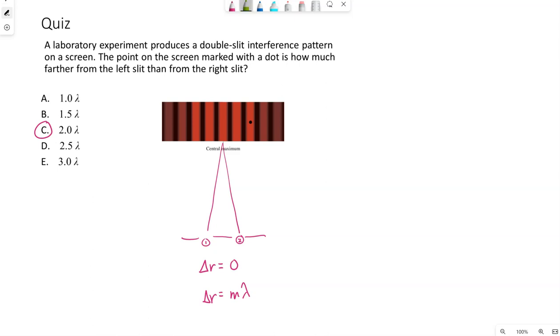So going to this next bright spot, since that is the first bright spot after the central maximum, that would be a delta R of one single wavelength, meaning light from slit 1 is traveling exactly one wavelength farther than the light from slit 2. Similarly, if we go to this second bright spot, then the next value of m would be 2. So the extra distance traveled would be 2 wavelengths to get to that location.